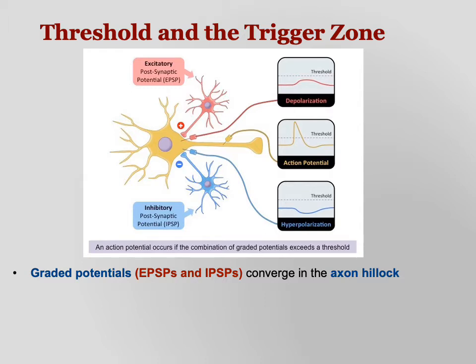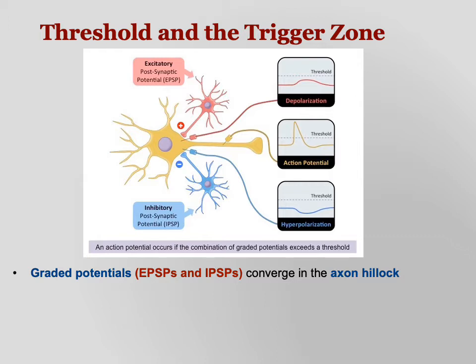So we're going to have synapses on dendrites. In this case, in this illustration, we see a couple of synapses on the soma. Doesn't matter. They're all going to flow down the dendrites, flow down the soma, and they're all going to converge. They're all going to arrive at the axon hillock.